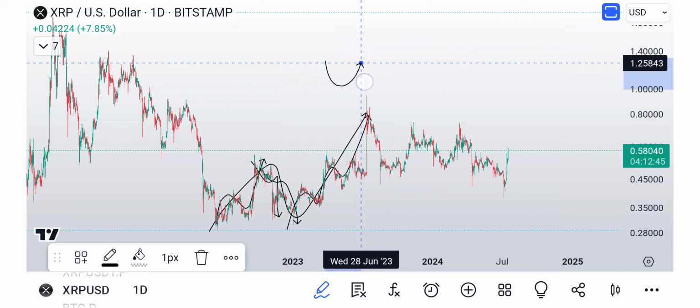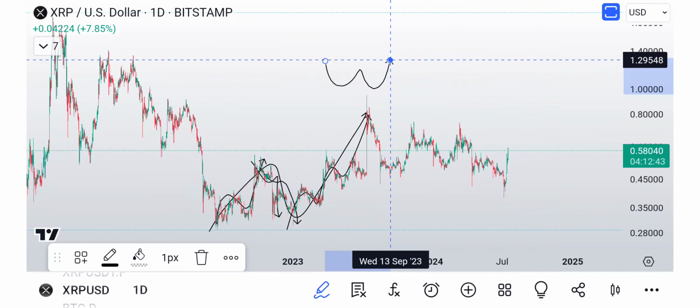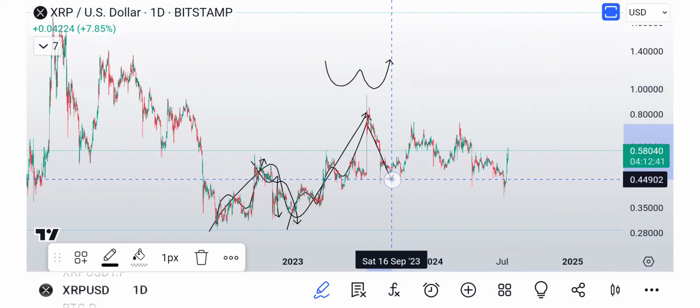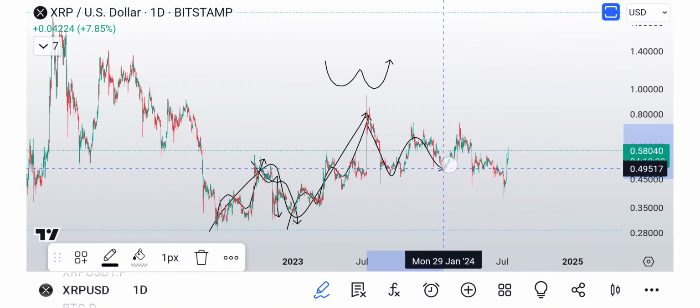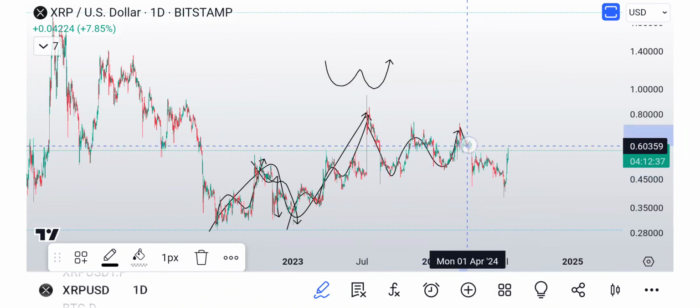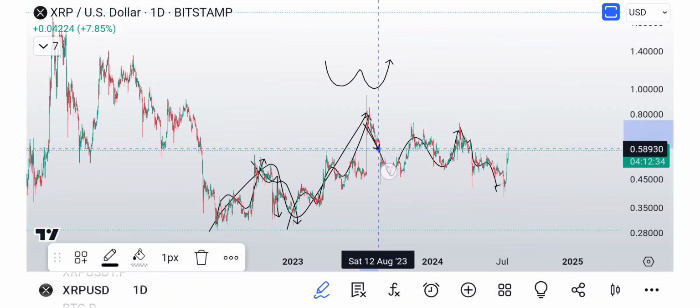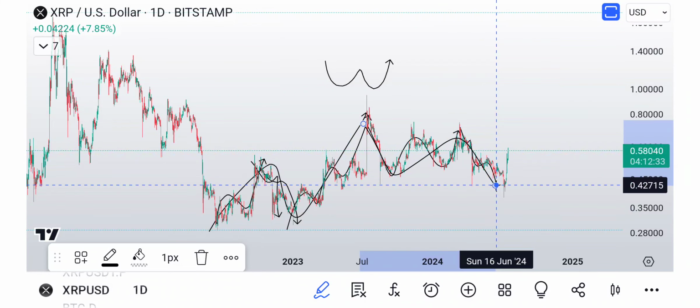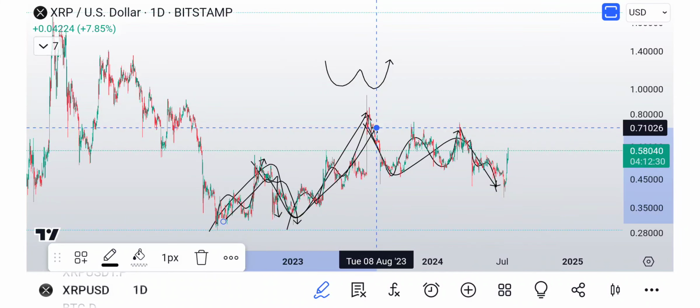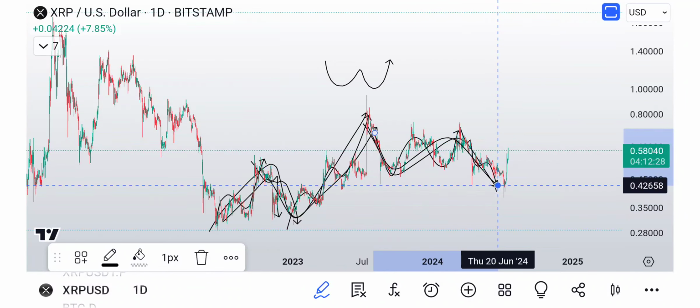So I'm going to mark that as W. Okay, so then what do we have? We have this move here, right? An A. We have a complex B. And then we have 1, 2, 3, 4, 5. So we have another 3-wave move. So look at that, right? We have 1, 2, 3. 1, 2, 3. So we have a 3, 3.